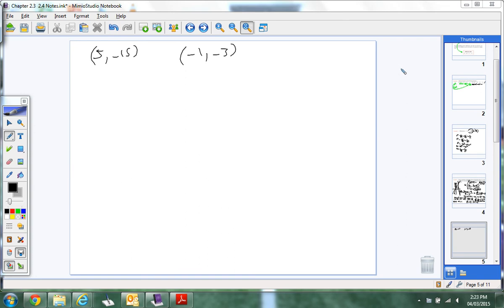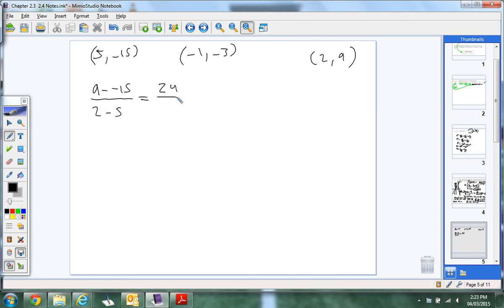All right, so now we want to get the equations of the tangents. So we have 5, negative 15. What was our other point? 2, 9? Is that original? So we'll just use that to find the slope, because that's the slope of the lines. So it would be 9 minus a negative 15 over 2 minus 5. That'd be 24 over negative 3. Negative 8 is my first slope.